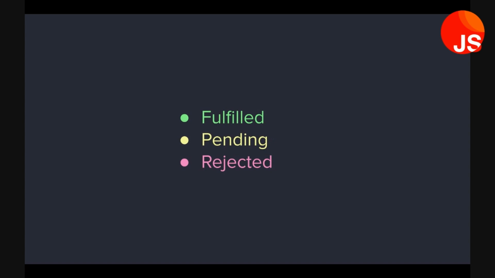A promise can be either fulfilled, pending, or rejected. A promise is pending when it's still waiting for a response. It is fulfilled when it has received the response, and it is rejected when it could not receive the response.